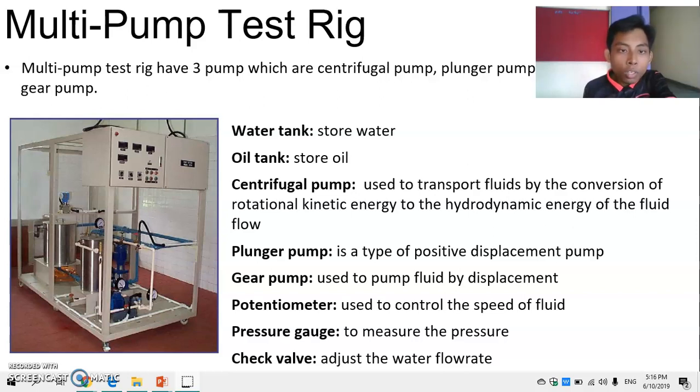The equipment on the test rig is a water tank, which stores water, an oil tank, which stores oil, and a centrifugal pump that is used to transport fluid by the conversion of rotational kinetic energy to the hydrodynamic energy of the fluid flow. The plunger pump is a type of positive displacement pump. The gear pump is used to pump fluid by displacement. The potentiometer is used to control the speed of the pump, the pressure gauge measures the pressure, and the check valve is used to adjust the water flow rate.